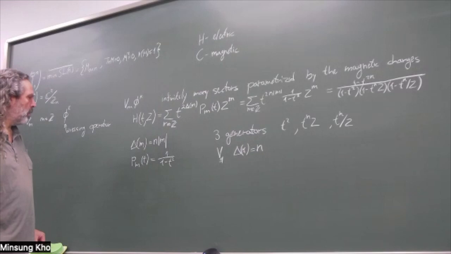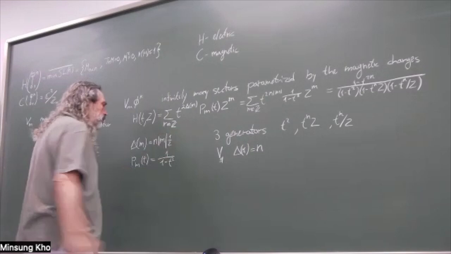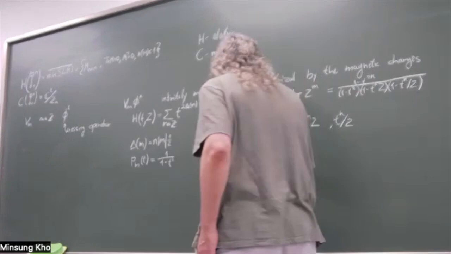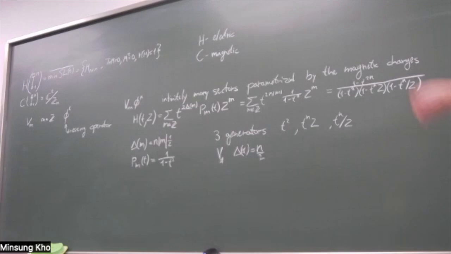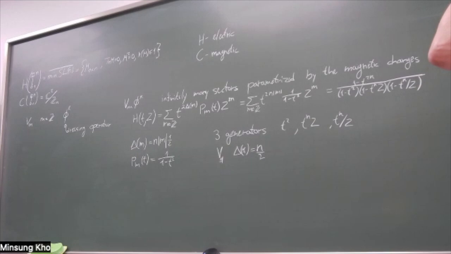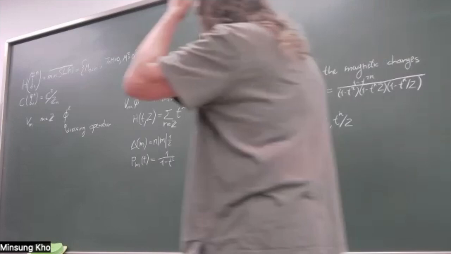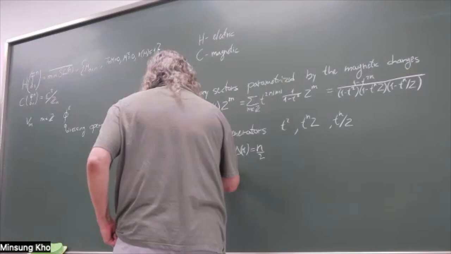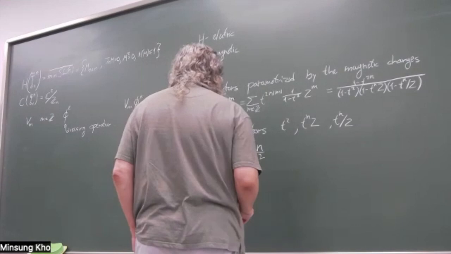I forgot the factor of 1/2 over here. The minimal contribution is 1/2, so this is going to be n over 2. And phi has dimension 1, I'm sorry.